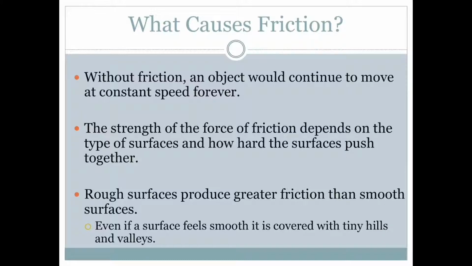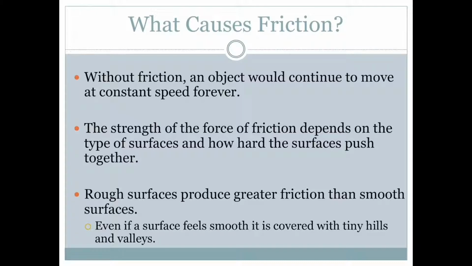And the strength of the friction depends on the type of surface and how hard the 2 surfaces push together. So that ball would roll faster on a hardwood floor than it would on carpet. And a basketball would roll faster than a bowling ball because of their weights. So rough surfaces produce a greater friction than smooth surfaces. Like I said, with the ball and rolling it across hardwood floor and carpet.